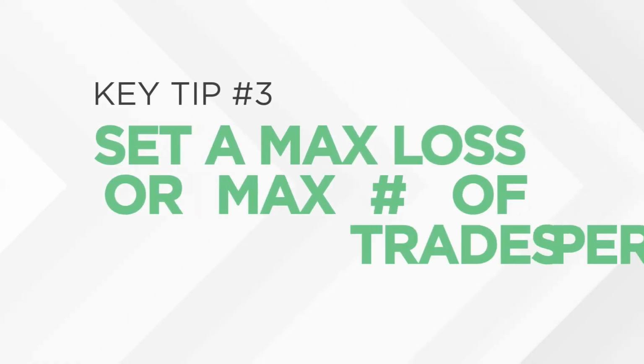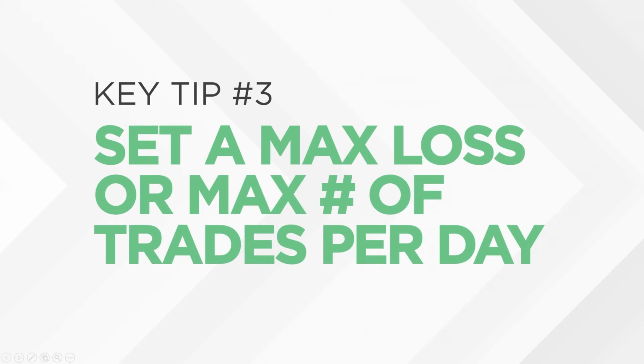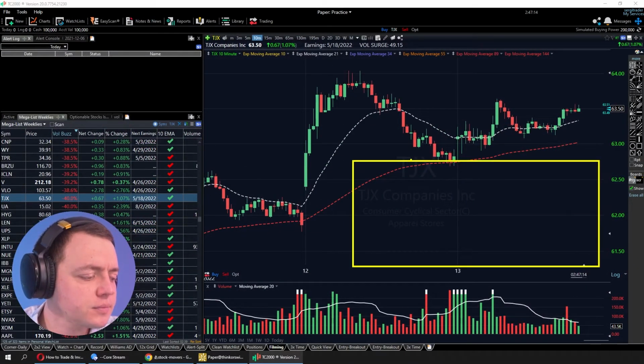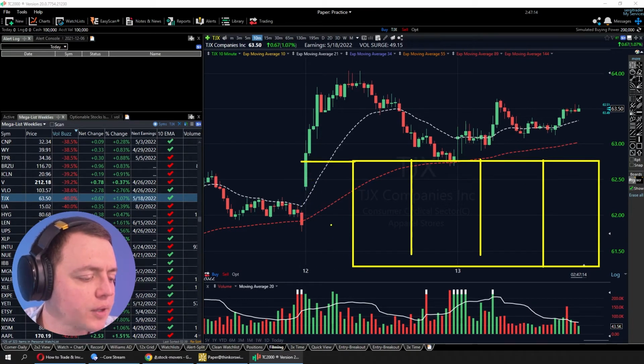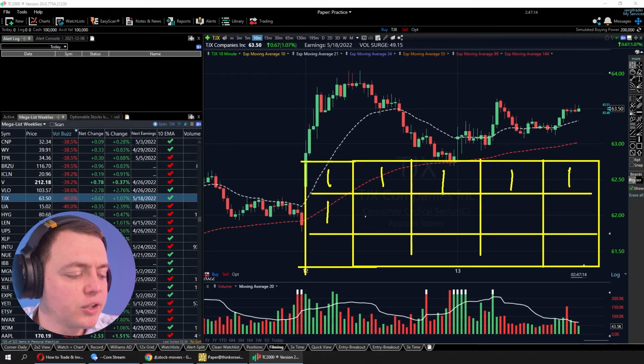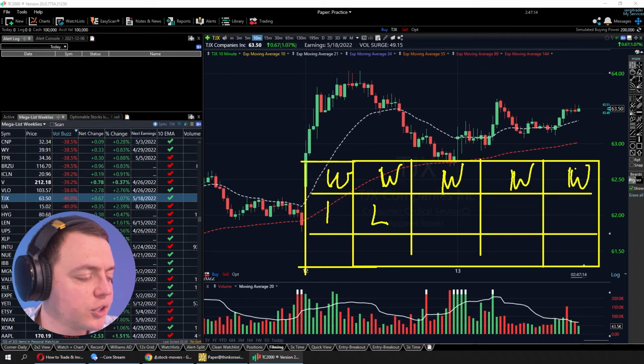All right, let's take a look at number 3, and that is set a max loss or a max number of trades per day. This one's nice because if you look at a calendar, and let's say we've got a handful of trades that we're looking to do on a week-to-week basis. What a lot of people do is put on one trade, and they do it every day. But then the issue is that you do one trade a day, and this trade is a loser. All these other ones were winners, winners, winners, winners, and you did one trade a day.